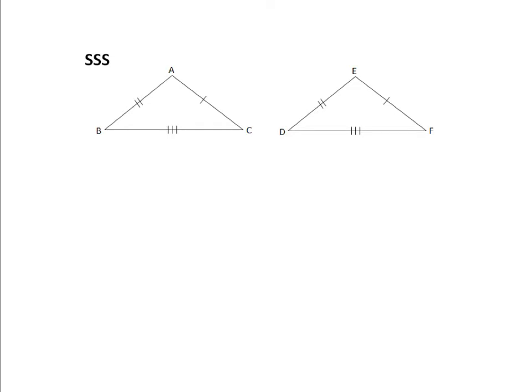All right, well, we've got four basic ways that we can prove that triangles are congruent, and we use these little abbreviations like SSS. So SSS stands for side, side, side. It's very creative. What that means is that if you have three congruent sides in a triangle, that means that the triangles are congruent.